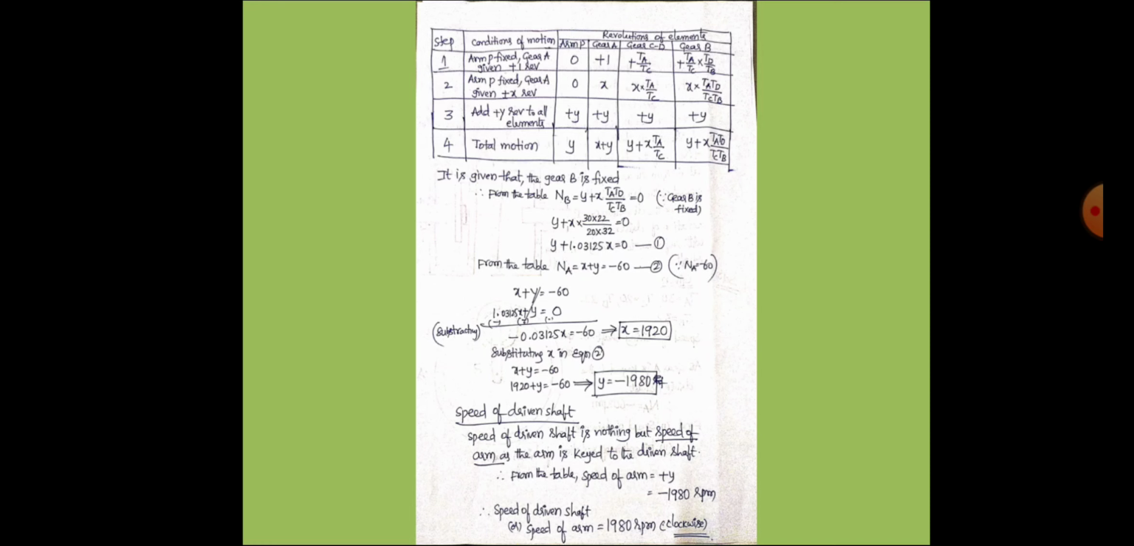Here I am fixing the arm P, therefore that is first. Second is gear A, because I am going to rotate the gear A. Once gear A is rotated, next the compound wheel rotates, therefore next is compound wheel CD. Once the compound wheel rotates, gear B starts rotating, therefore finally gear B. Like that, under revolutions of elements: arm P, gear A, gear CD, gear B.